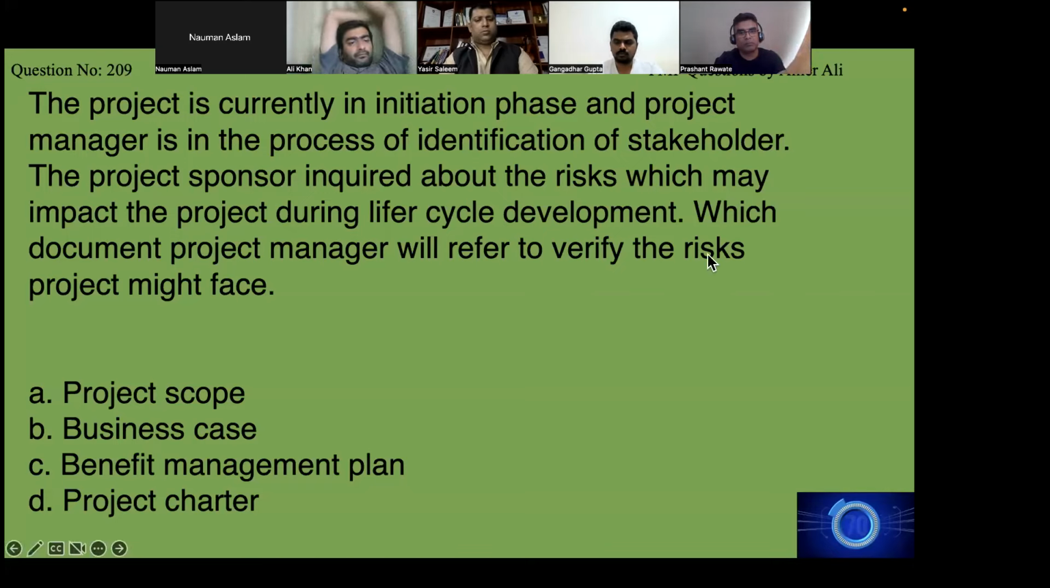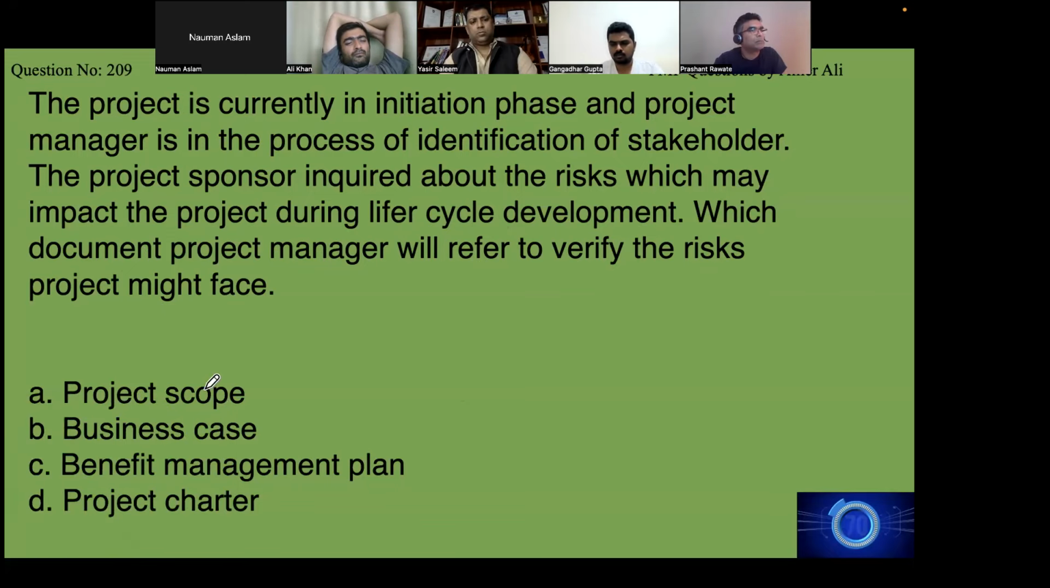Which document will the project manager refer to verify the risk the project might face? The project is currently in initiation phase and the project manager is in the process of identifying stakeholders. Means project charter is done. The sponsor inquired about the risk which may impact the project during the life cycle development. Which document will the project manager verify?